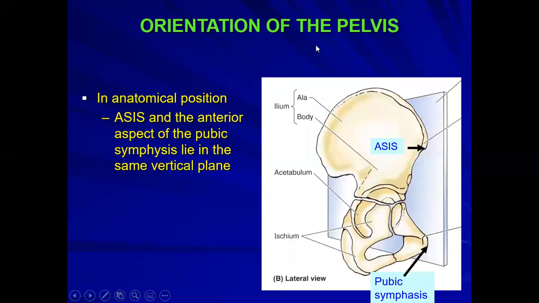For the orientation of the pelvis, whenever we put the body into the anatomical position, I hope you still remember what the anatomical position is. I taught you during the first block. Whenever you put the body in the anatomical position, the ASIS, or anterior superior iliac spine, and also the anterior aspect of the pubic symphysis lie in the same vertical plane. So if you draw a line from up to down here, that line is a 90 degree line.